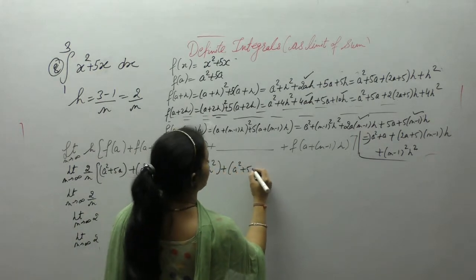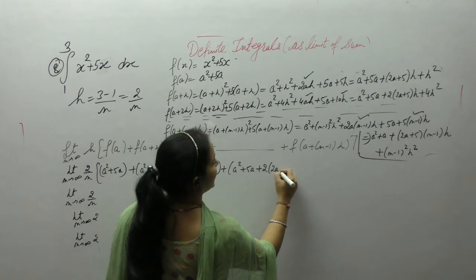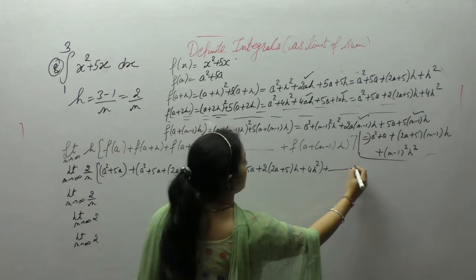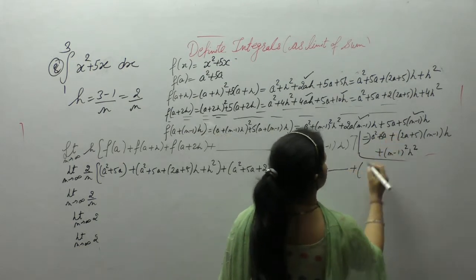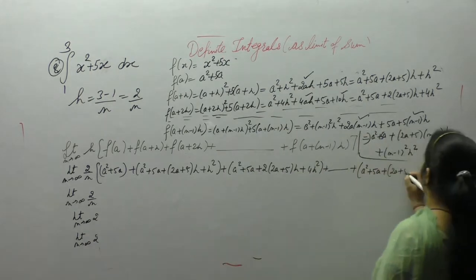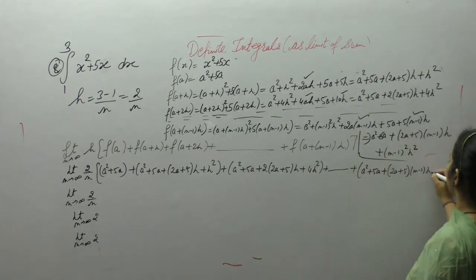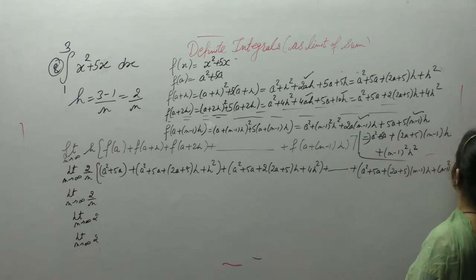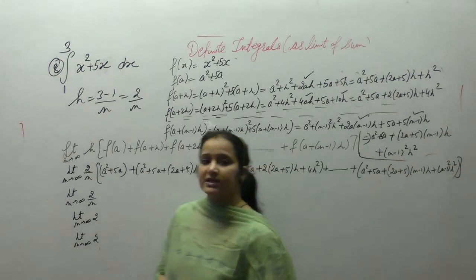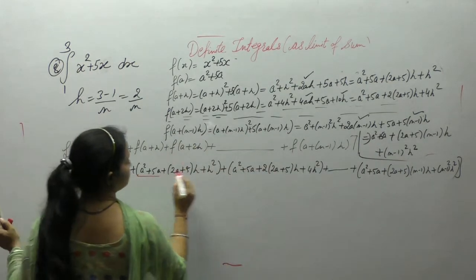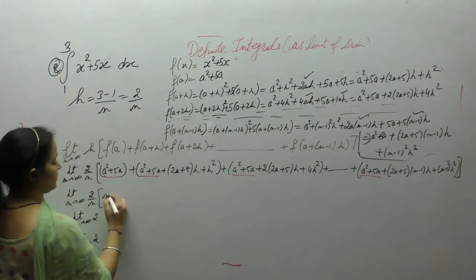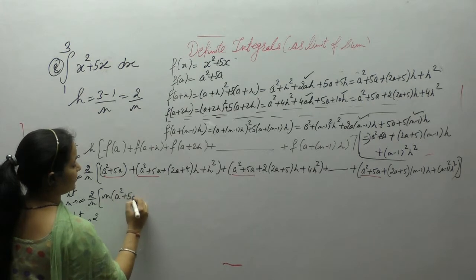a square plus 5a plus (2a plus 5) times h plus 4h square, plus so on. a square plus 5a plus (2a plus 5)(n minus 1)h plus (n minus 1) square h square. Now a square plus 5a is common in all, so n times (a square plus 5a).